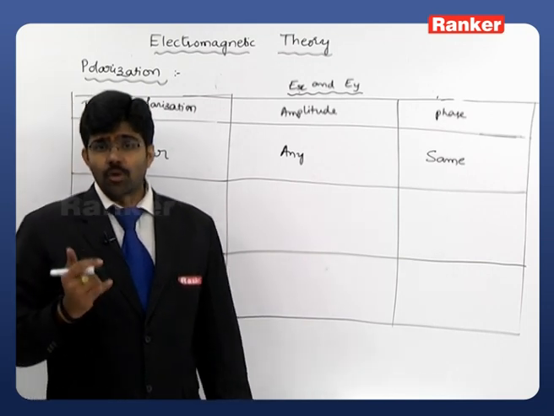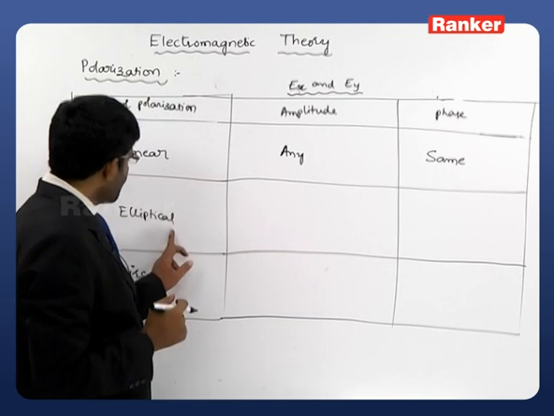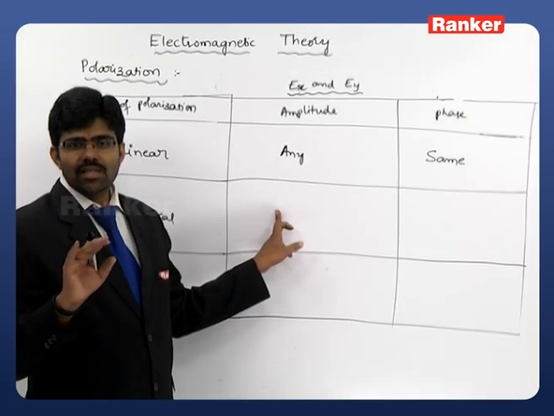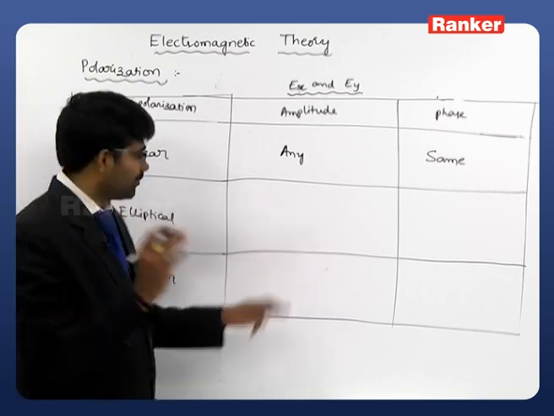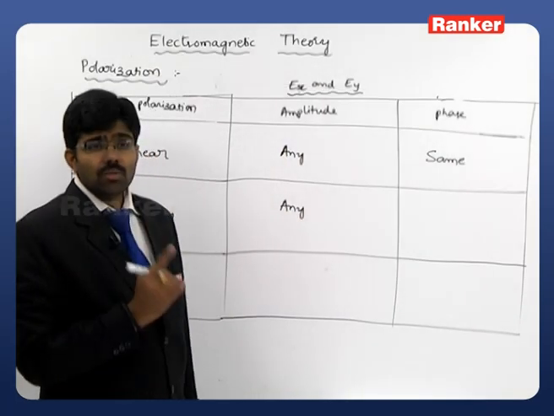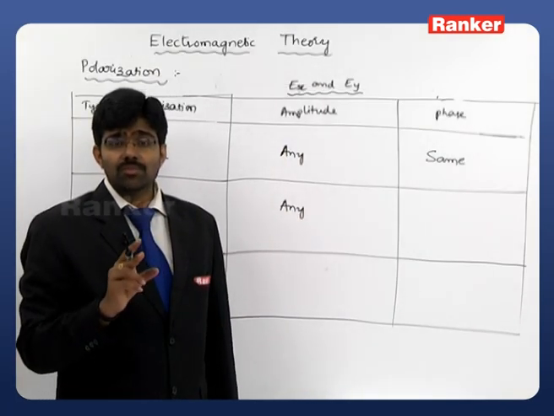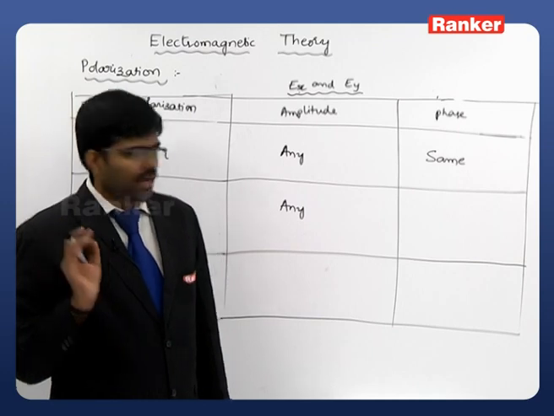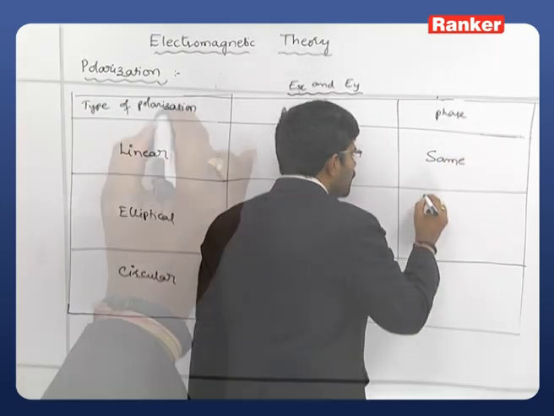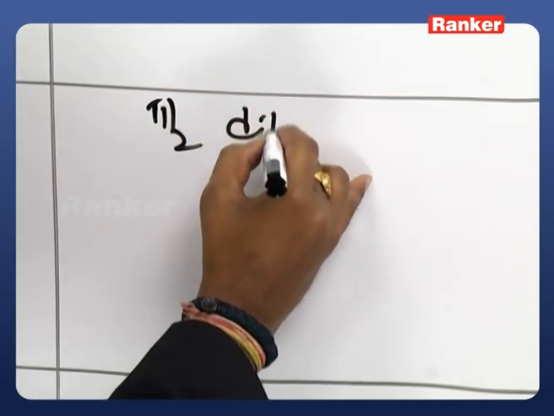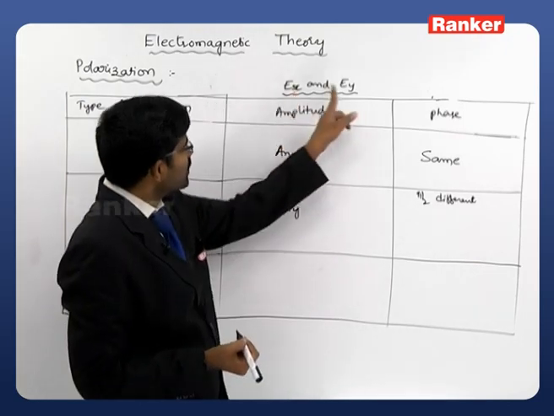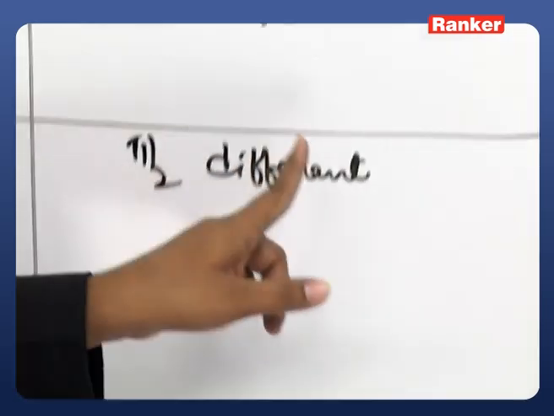Now come to the elliptically polarized signal. So for the elliptically polarized signal, what about the amplitude? Here we are not taking the same amplitude. The amplitude may be anything once again. So clearly the amplitude may be any. But what about the phase? The phase difference must be strictly equal to pi by 2, right? So between Ex and Ey, the phase is pi by 2 different.